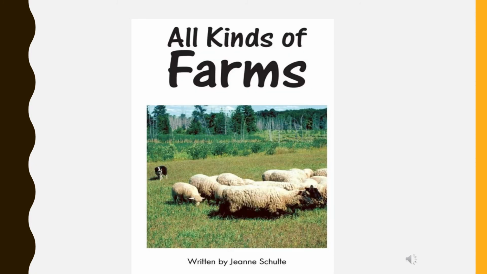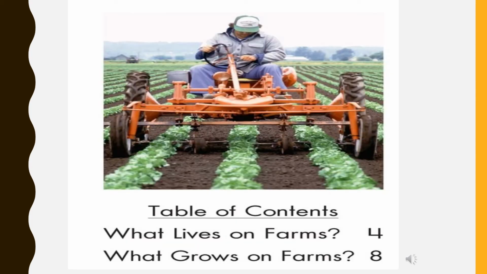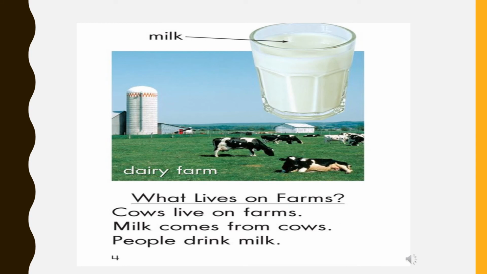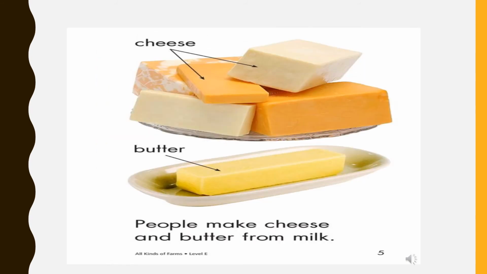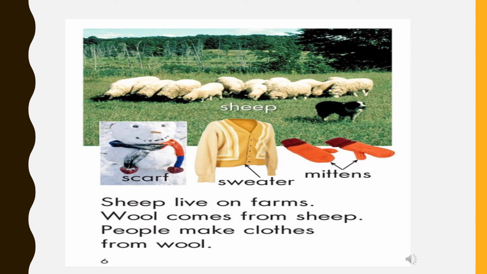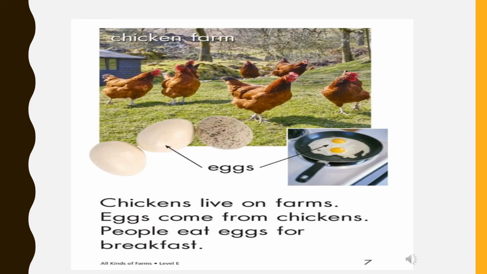All Kinds of Farms. Table of contents. What lives on farms? Page 4. What grows on farms? Page 8. What lives on farms? Cows live on farms. Milk comes from cows. People drink milk. People make cheese and butter from milk. Sheep live on farms. Wool comes from sheep. People make clothes from wool. Chickens live on farms. Eggs come from chickens. People eat eggs for breakfast.